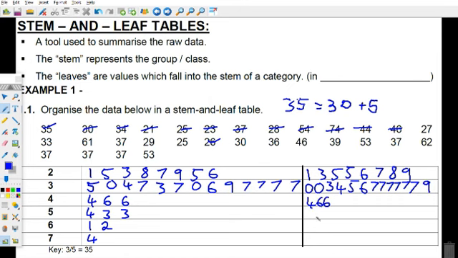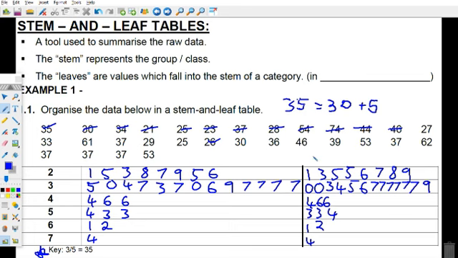4, 6, 6, 3, 3, 4, 1, 2, and 4. All right. So again, I've put in a key here. This is important because if you don't put a key, all you're showing is a bunch of numbers on a table. You haven't explained what it is. All right. Do you guys understand?